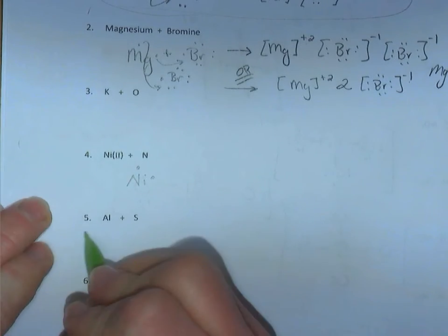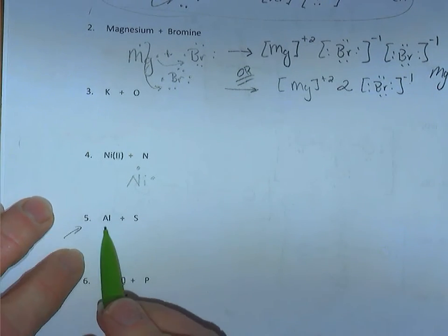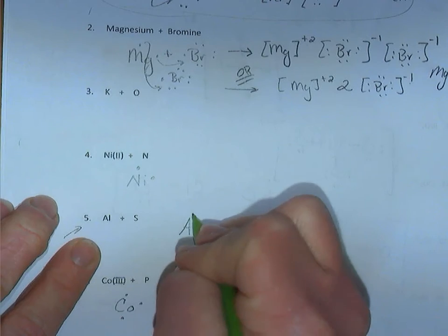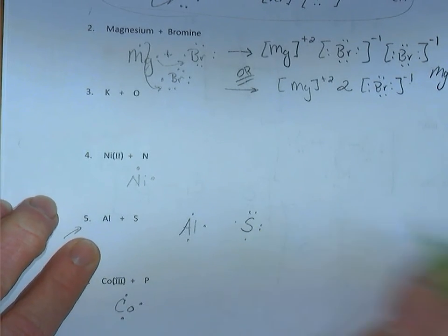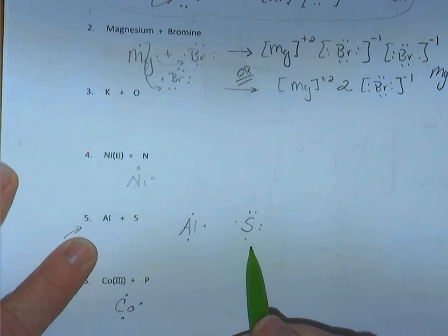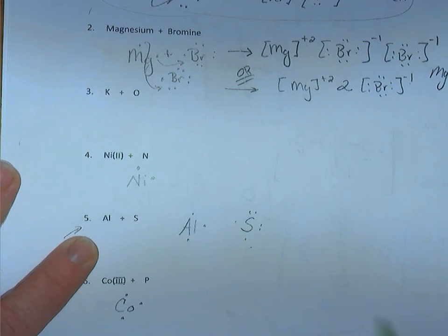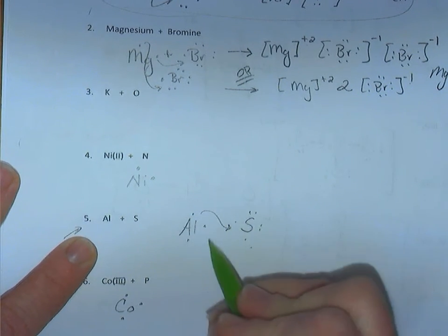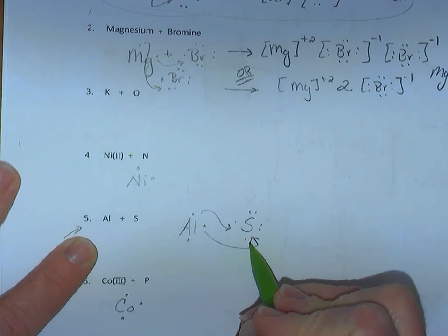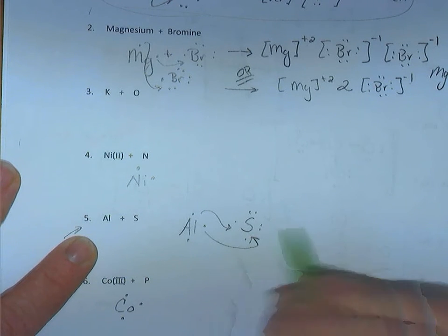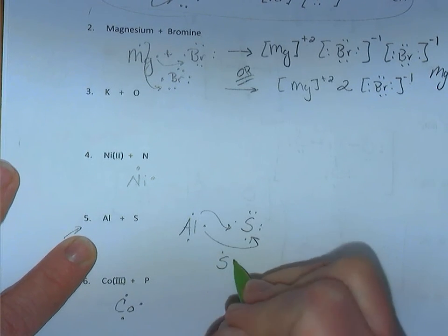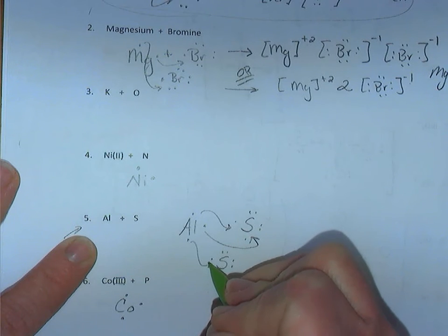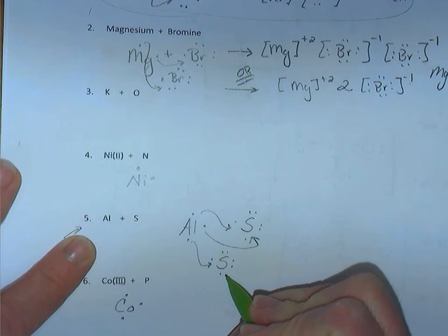Now, can we go back here? Aluminum, sulfur. Now, sulfur will need 2 to satisfy its octet. So I can take 2 from aluminum. But aluminum has another to give, and it's all or nothing. Okay, so I'll bring in another sulfur. But sulfur also is all or nothing.